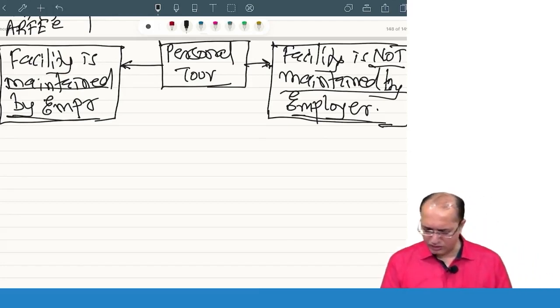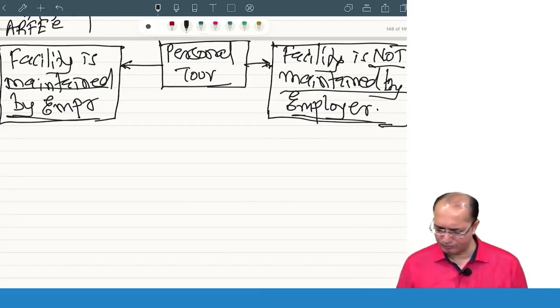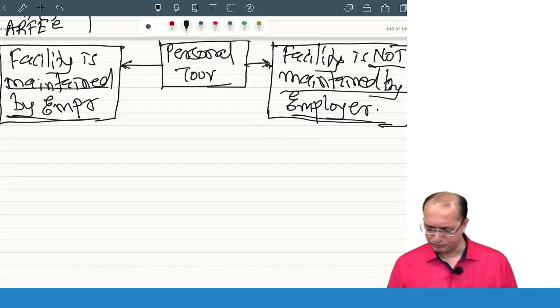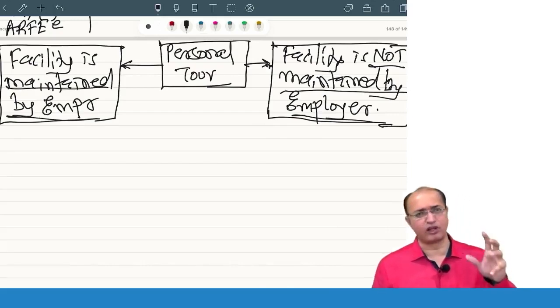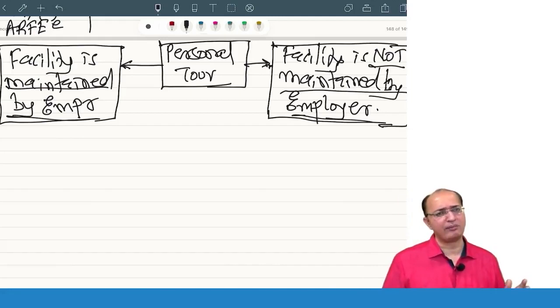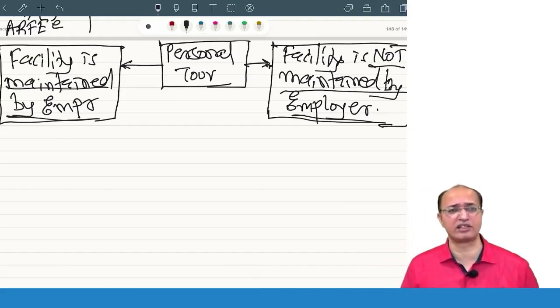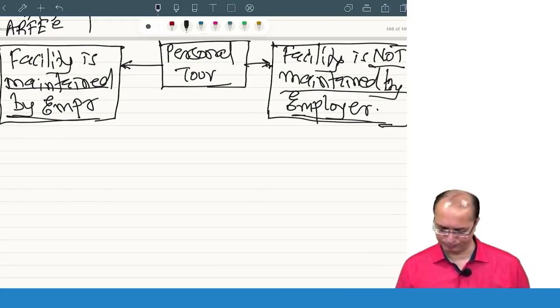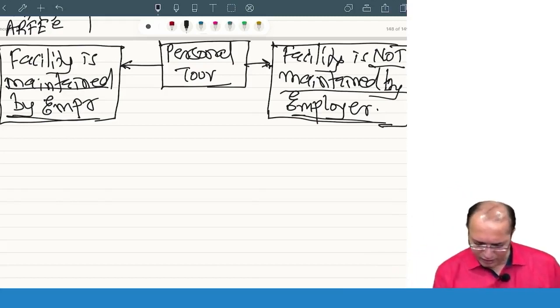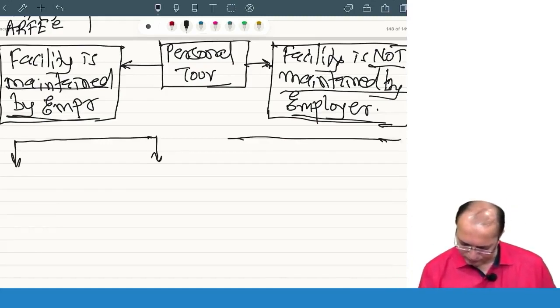First of all, have you understood these two distinctions? Facility is maintained by employer, facility is not maintained by employer. Facility maintained by employer means the employer is maintaining a guest house at that place. You can go there and stay in the guest house. Facility not maintained by employer means the facility is maintained by some other person. So you go there and stay in a hotel. In that case, we say that facility is not maintained by employer. Now both of these are further divided in two parts.